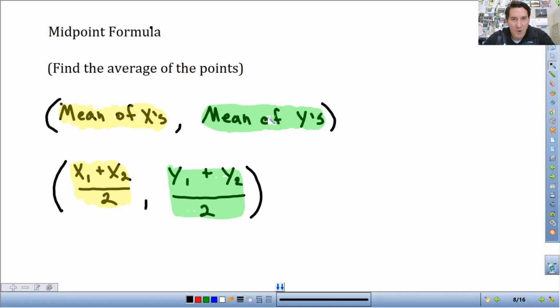So what you're going to do is you have your 2 points. Take the x coordinates of the 2 and find the mean of them, so x1 plus x2 divided by 2, and then take the y coordinates and find the mean of those, y1 plus y2 divided by 2. So let's look at how this works.